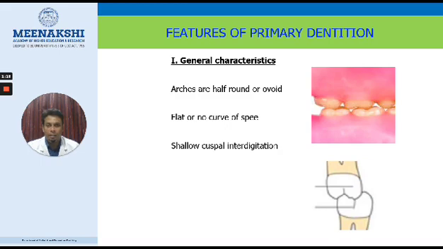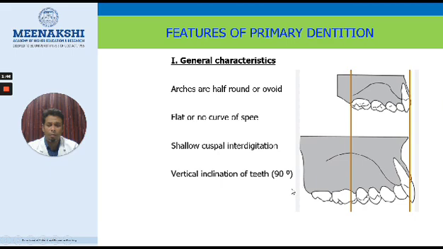The third feature is the shallow cuspal interdigitation. The first picture shows how in the primary molars the cuspal inclination is shallow, so the interdigitation is also almost flat. Whereas in the second picture, you can see the relationship of the first permanent molar, where the interdigitation is more steep.